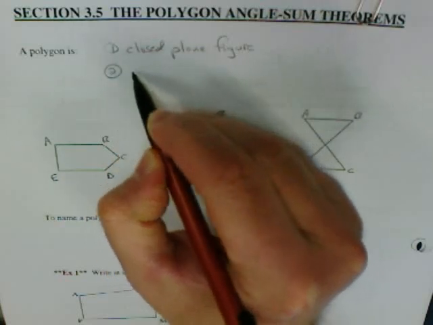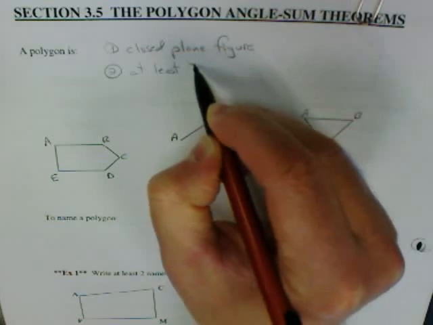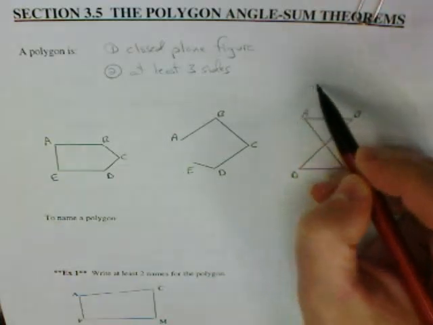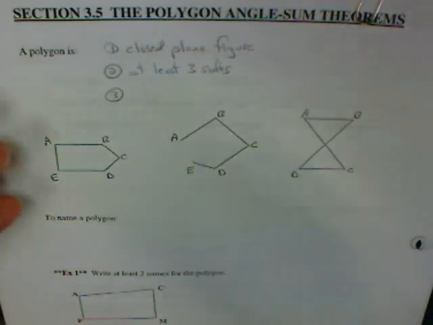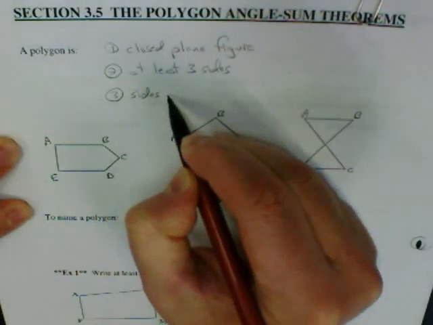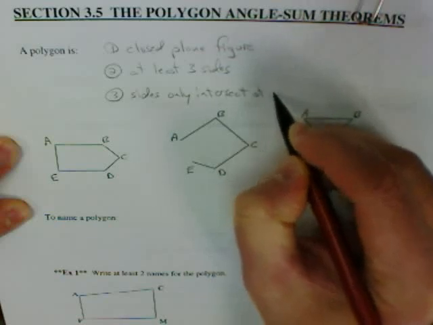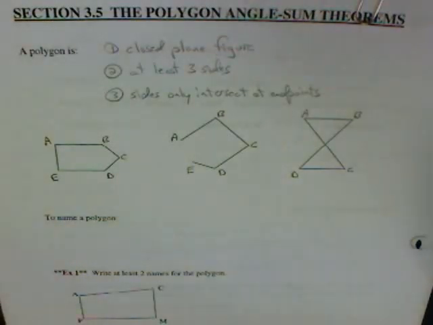The second part, it's got to have at least three sides. And that makes sense, in fact, with the first one, is if you have something with just two sides, you're never going to be able to close it off without a third side. So that's why we have that rule. And the last one is sides can only intersect at endpoints. Right, so what that means is you can't have any crisscrossing lines. The only time the two sides are going to meet are at corners or vertices.